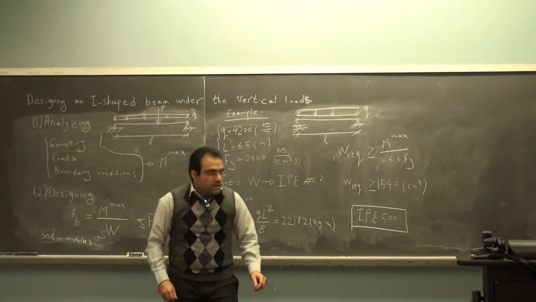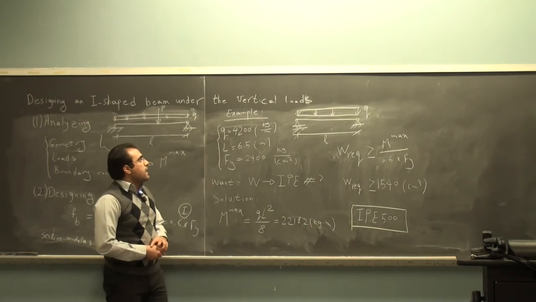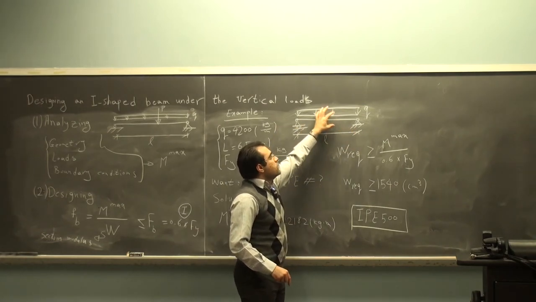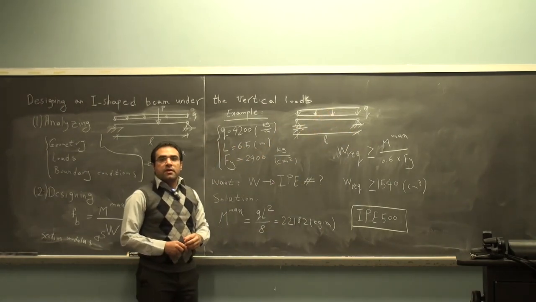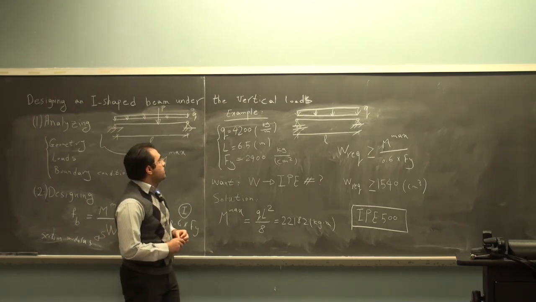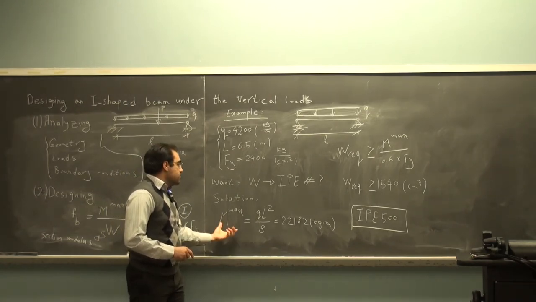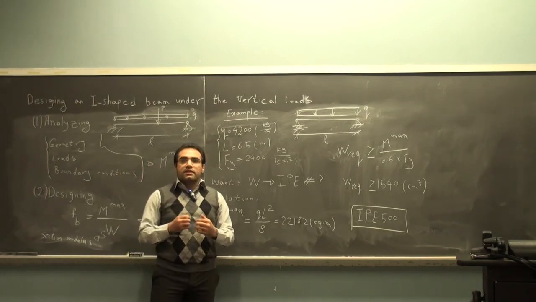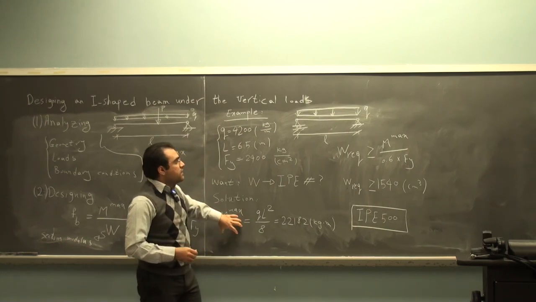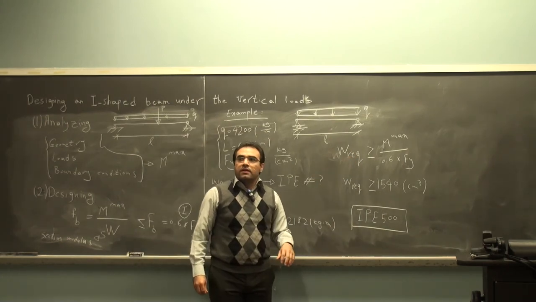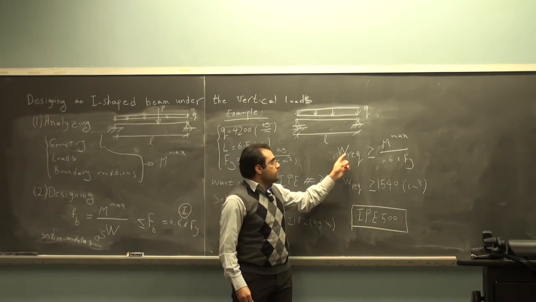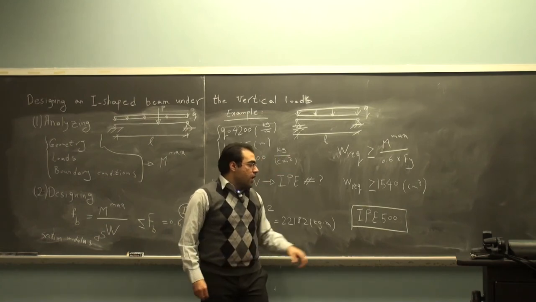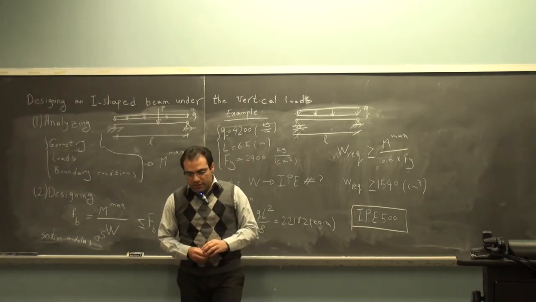So let's review what we did here. At first, considering the boundary condition, I mean the supports and the loads and the geometry of the problem, we calculated the maximum moment. Maximum moment is actually the moment that we design the beam for. When we have it, we use the designing criteria that is here for bending, and we should follow this formula to find the IPE that is required for this beam.